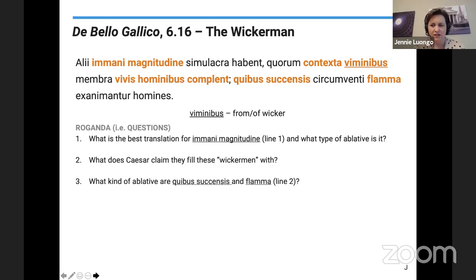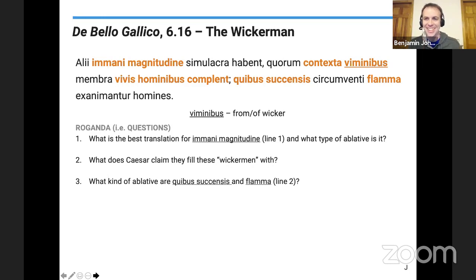You'll notice in the next section that we've defined this word viminibus for you, which means from wicker. So that's where you're going to look for this. What does Caesar claim they fill, or complement, these wicker men with? What's wicker? Oh, it's like a bendable branch. So sometimes you see furniture made out of these bendable branches that have been woven together. Does that make sense? Yeah, I think it does.